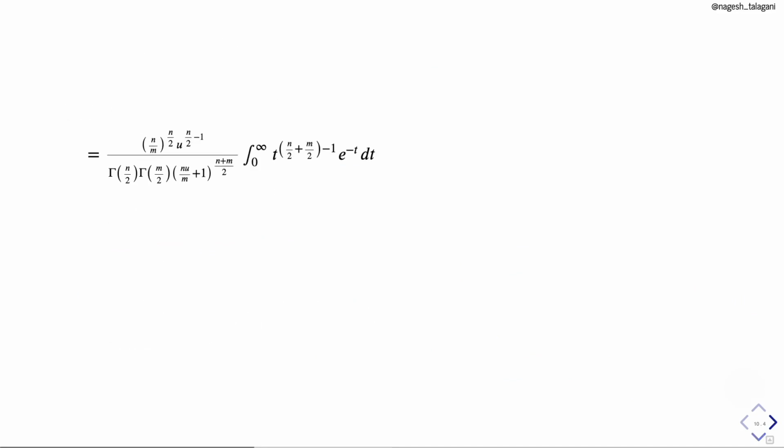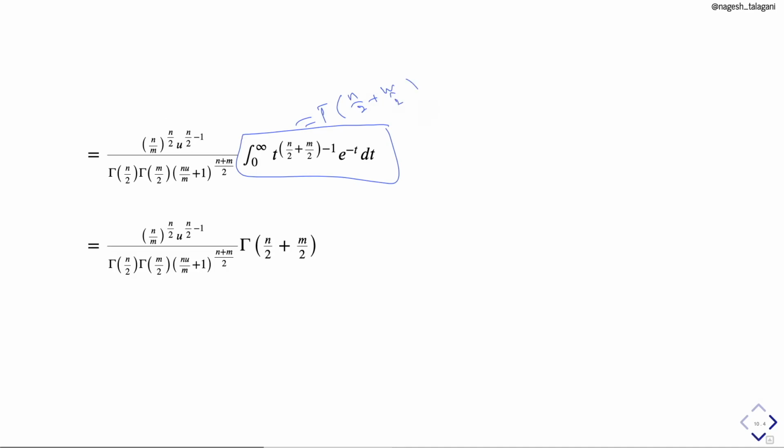So now this can be seen as a gamma integral. It's going to be gamma(n/2 + m/2). Now this gamma(n/2 + m/2), if I write here, will turn out to be the beta function at n/2 comma m/2, beta(n/2, m/2).